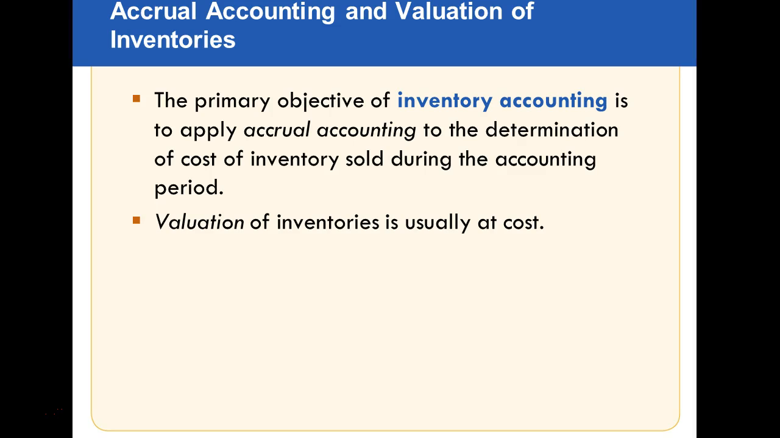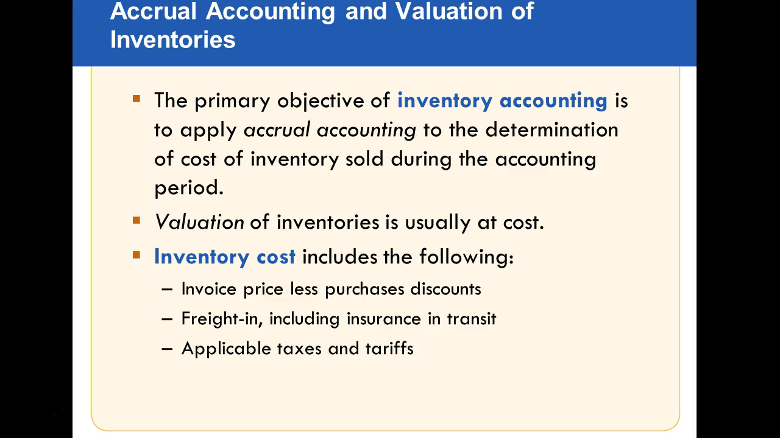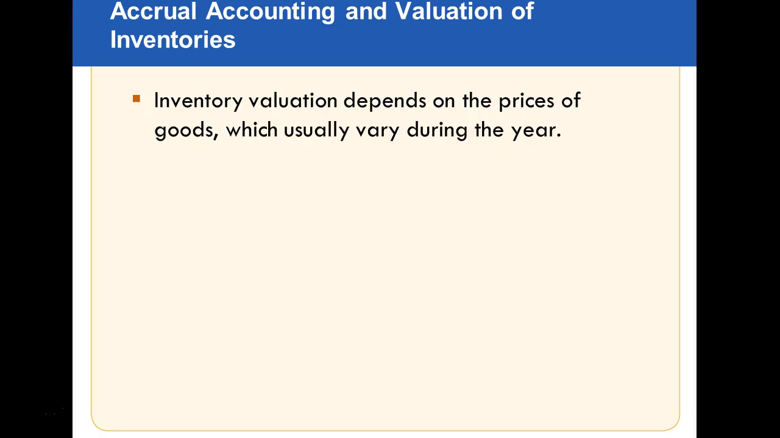The primary objective of inventory accounting is to apply accrual accounting to determine the cost of inventory sold during the period. When we value items, we generally do it at what we paid for it, or cost. Inventory costs include what we pay for something, the invoice price less any discounts, any freight that we have to pay to get it there, any taxes, sales tax or tariffs. All the costs to get those materials to the location are included in inventory.